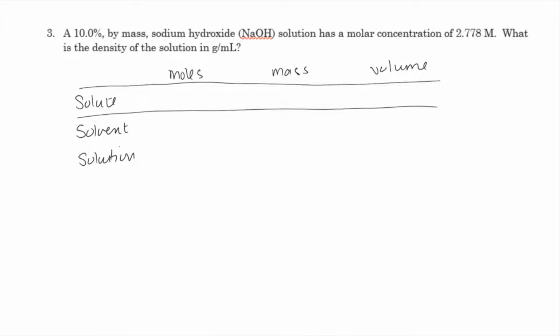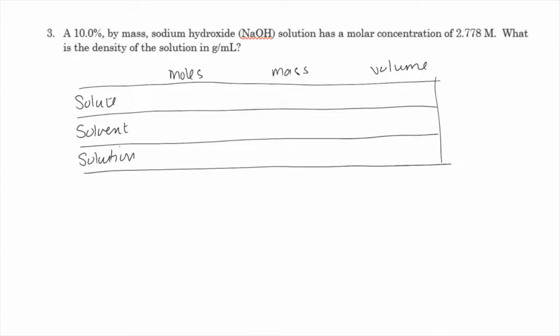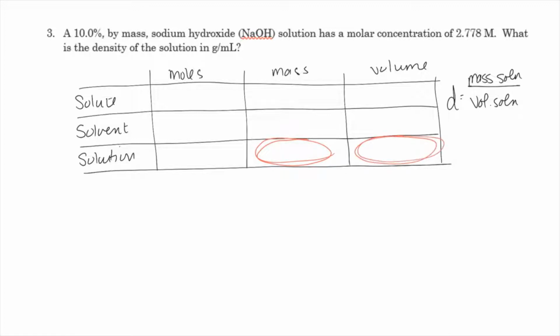Now we need to be very clear what we are looking for when we are looking for density of the solution. Density of the solution is mass of the solution divided by volume of the solution. So I need this value and I need this value. I need both of those. So let's look and see what information we can use and what we can get.